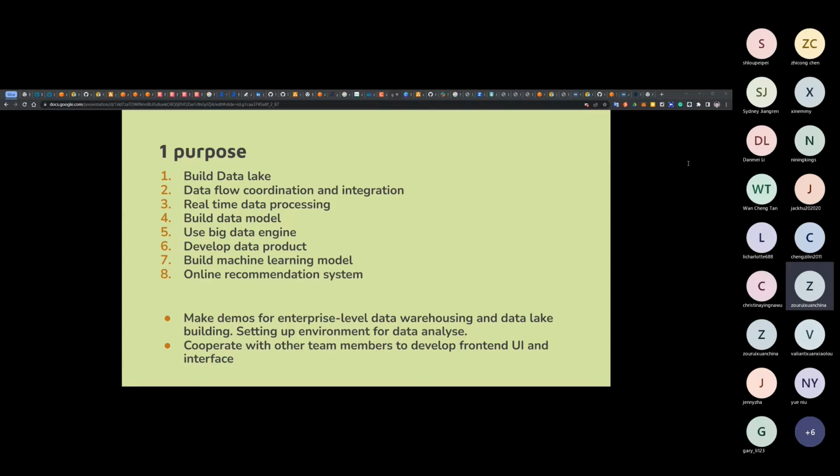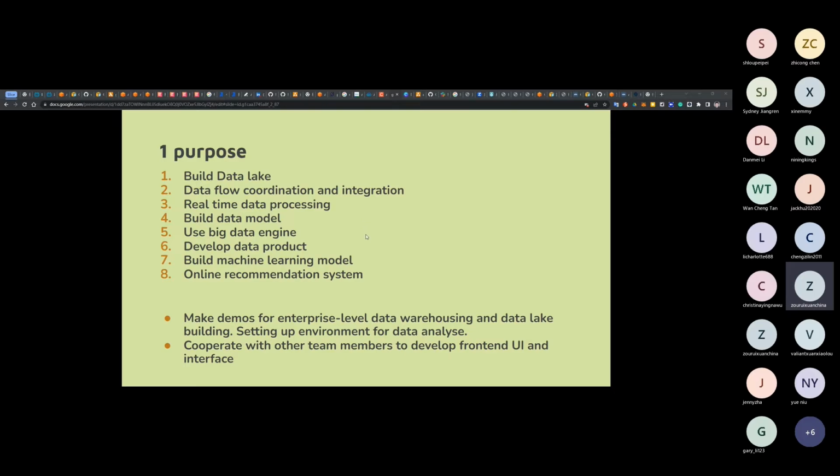We started our project with an aim to make demos for enterprise-level data warehousing and data lake building. By doing this, we set up 8 different tasks. The first one is to build a data lake, and the second one is data flow coordination and integration. The third one is real-time data processing, the fourth one was to build a data model, and the fifth one was using a big data engine, especially the data engine in Amazon SageMaker.